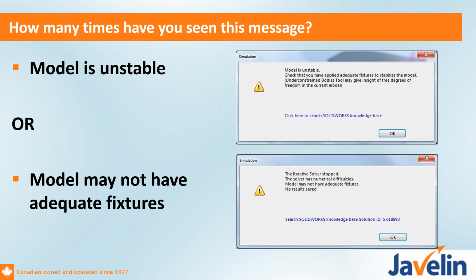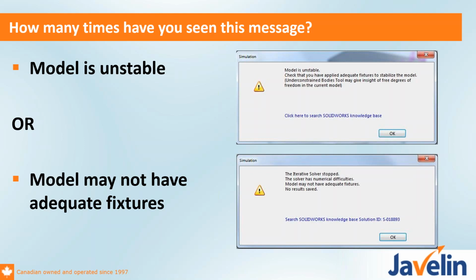Now, the root cause here: if you forgot to apply any fixtures to your model, let's say you just had a simple beam with a load on the end, but you forgot to fix the other end, you'd see this message, because basically that part can move around with rigid body motion instead of deforming.